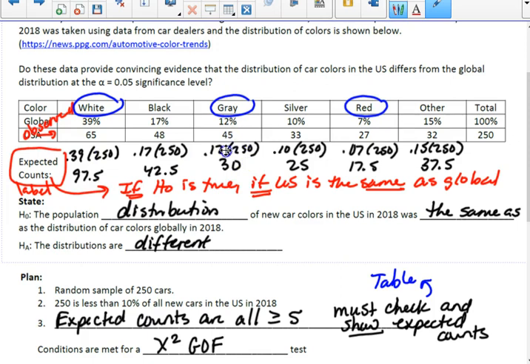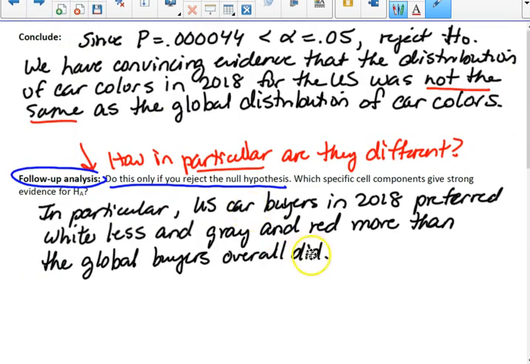We see fewer red and gray in our expected than we actually got in our observed. So our expected are less than our observed. So US drivers appear to favor gray and red more than their global counterparts. So we say, in particular, U.S. car buyers in 2018 preferred white less and gray and red more than the global buyers overall did. So this is our follow-up analysis.